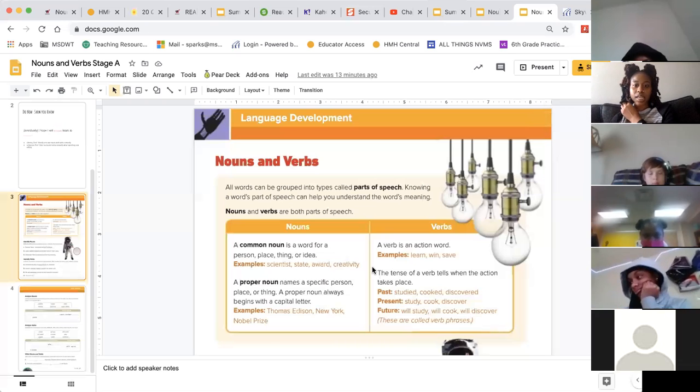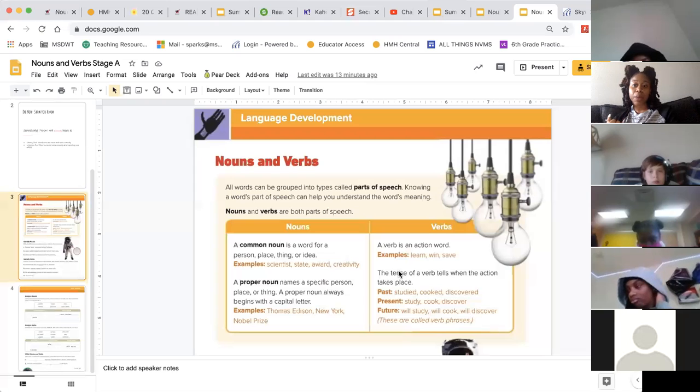So the next one is a verb. A verb is an action word. Examples would be learn, win, save. Okay. What are some other examples of verbs? So Ben, you're going to give me an example of a verb, a common noun, and a proper noun. Everyone else, you're going to give me an example of a verb, something that shows action.